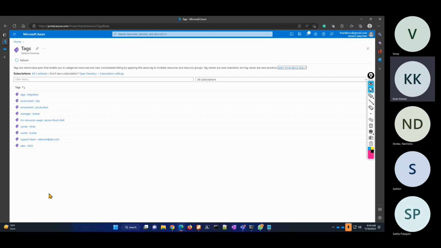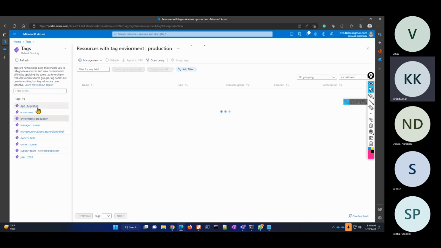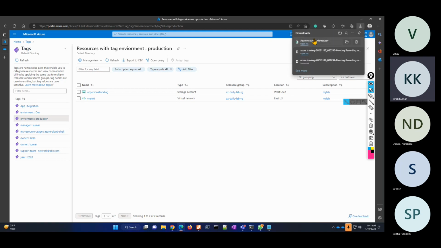Now your manager asks, I want to understand so and so application, or all production related resources. I want a list of resources, an inventory. It's simple: you already applied the tag environment and production. If you click on this, all the production resources will show in a single place. You can even download it as an Excel or CSV format document.